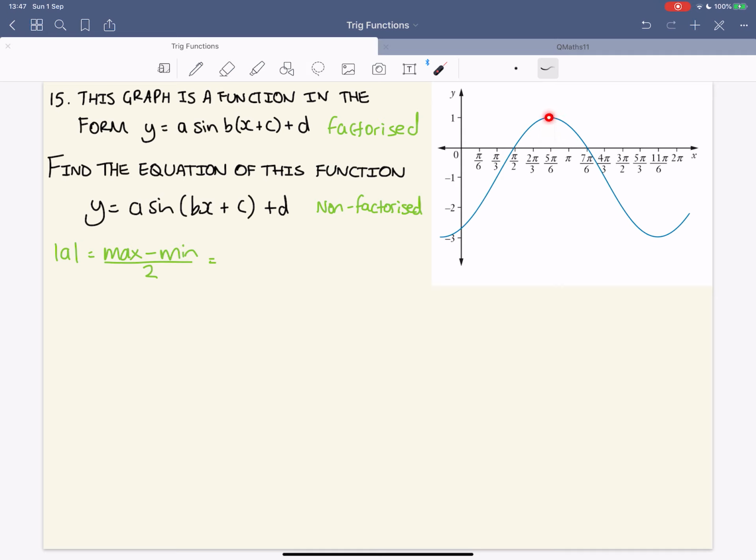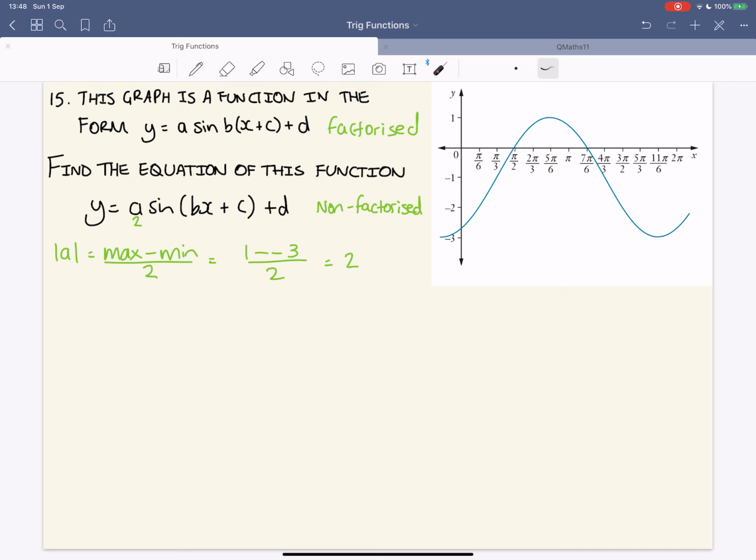So at this point here, the maximum is 1. So it's 1, take away our minimum here, that is -3. So it's 1, take -3, divided by 2, and that is, 1 plus 3, that's 4. 4 divided by 2 is 2. So now we know our a value is 2. I'll just go ahead and write that underneath our original function. All right, done. So that's the distance between the top and the midpoint, or the bottom and the midpoint.